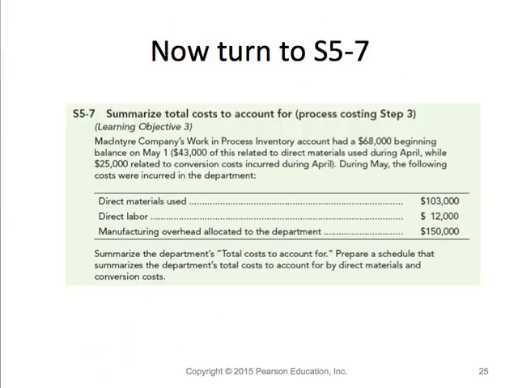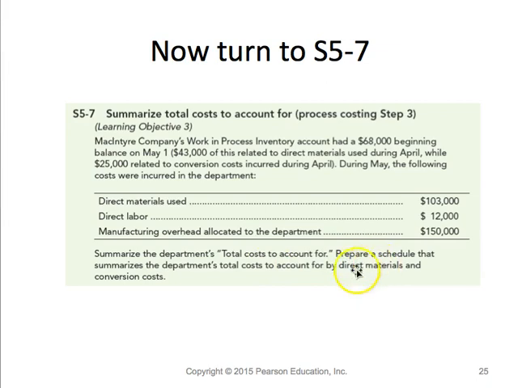So next step, we're going to take a look at the example here again. It's S5-7. It's step number 3. The company, McLean Tire, had a work in process inventory of $68,000 as the beginning balance on May 1st. $43,000 of this related to direct materials and $25,000 related to conversion costs. And so we're going to summarize the department's total cost accounted for.